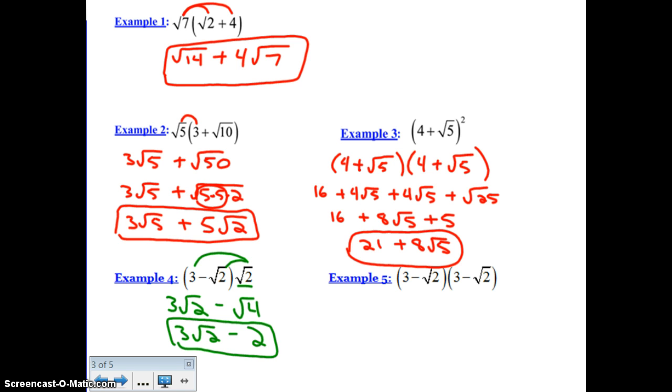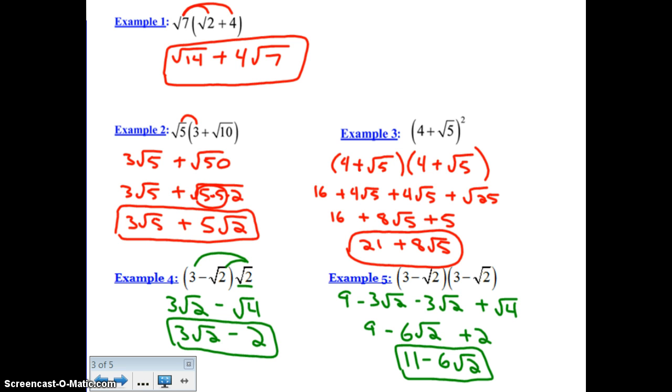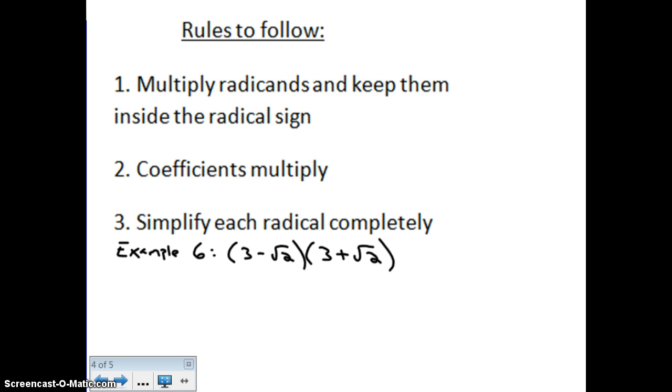Example 5 is similar to example number 3. Go ahead and try that, and I'll put the work up for you to check your work with. There's the first step, there's the second step, and it's simplified. 11 minus 6 radical 2. Good job. My example number 6 disappeared, but yours should still be there in front of you.